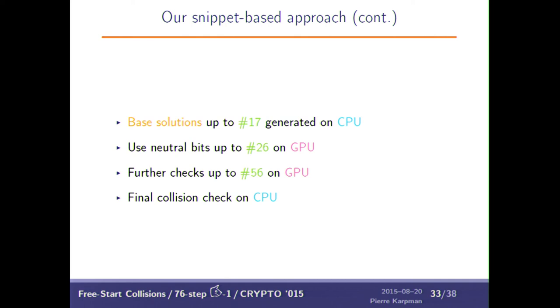And that's how we decomposed the computation between the CPU and the GPU. Up to step 17, we just generate what we call base solutions on the CPU, because it's not too expensive, and you can do that offline, even online actually. Then we use all of the neutral bits on the GPU, because that's what it's there for. We also do further checks on the GPU, and eventually the collision check is done on the CPU, because we have so many things up to step 56 to check, it's a waste to use the GPU for that.